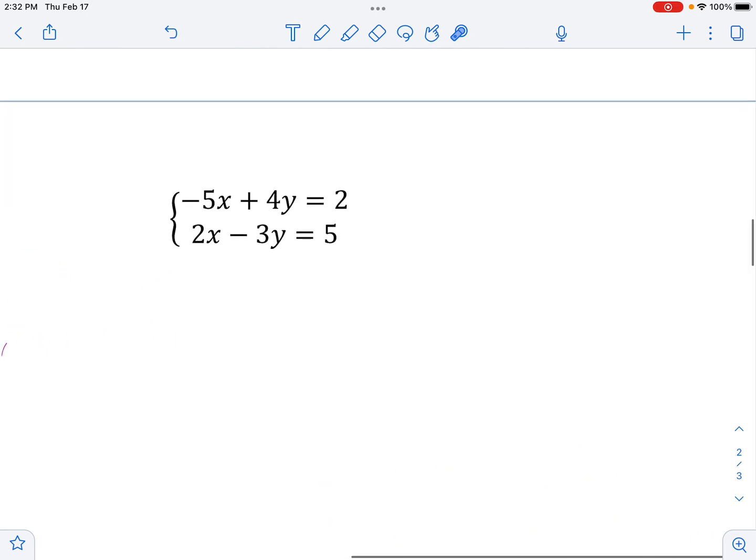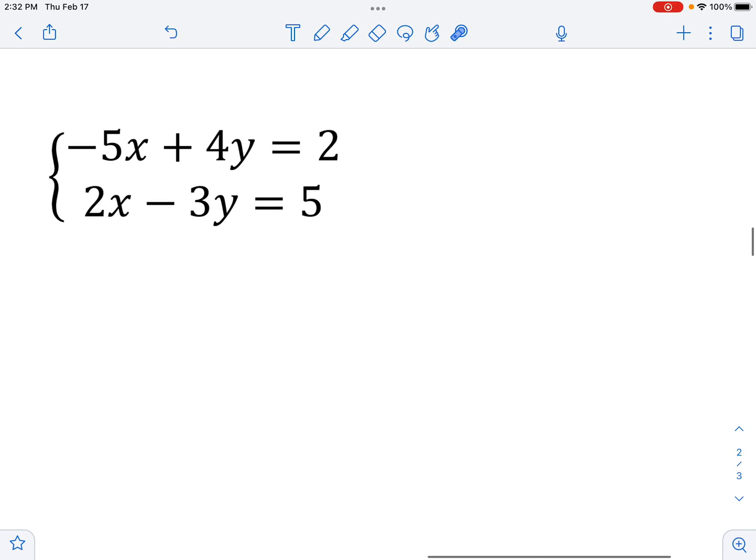Let's do one more just so you guys can see it. Again, it's set up for elimination. What does this mean? It means nothing is the same with both of these numbers, so I have to choose one of the letters to go away. So I'm actually going to do this problem twice so you can see this giving you the exact same answer. So first I'm going to get rid of the x's, and then I'm going to get rid of the y's.